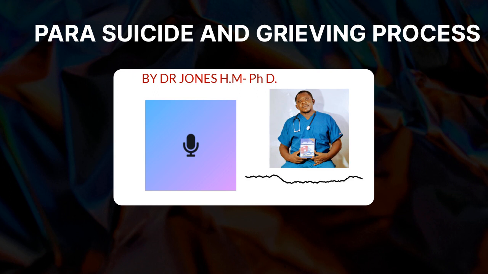By definition, parasuicide or attempted suicide is a deliberately undertaken act of self-harm with the intention to commit suicide but does not result in death. So in parasuicide, one attempts to commit suicide but it does not result in death.